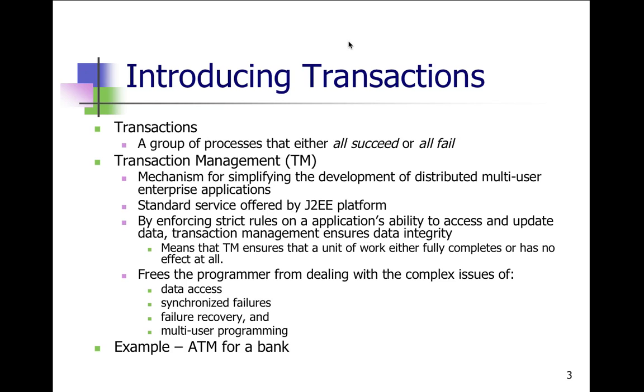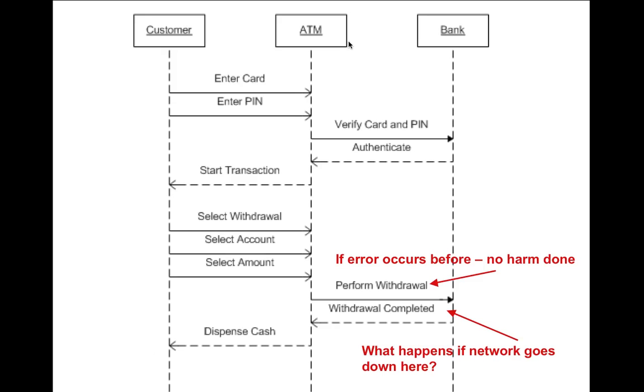So I'm going to use the ATM for a bank as an example as I'm going through the concept of transactions. And here's a picture actually of what it would look like. And you know, in terms of banking, that's probably the most critical application you can think of. If a transaction doesn't occur, you don't want it to partially complete.